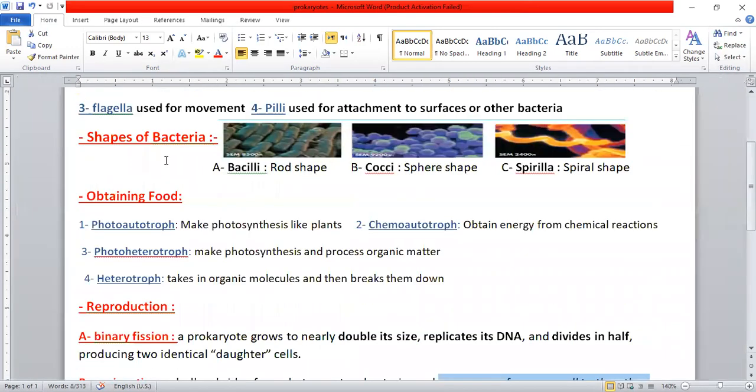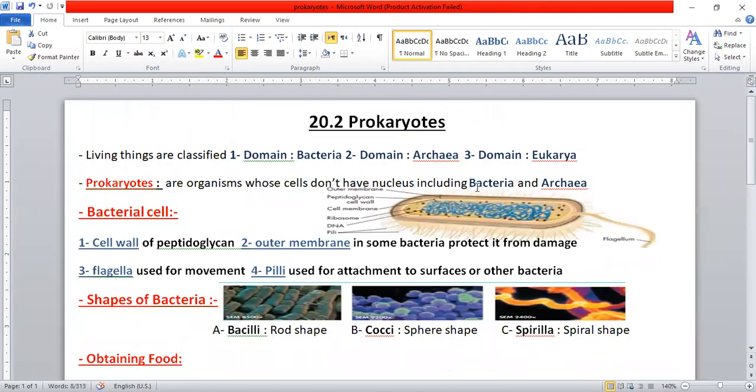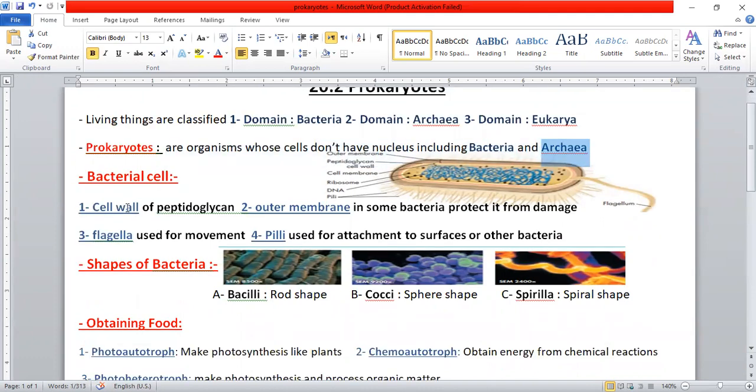So again, prokaryotes are organisms whose cells do not have a nucleus, like bacteria and archaea. We saw the bacterial cell structure. It has a cell wall made up of peptidoglycan, an outer membrane that is found in some kinds of bacteria, flagella that are used for movement, and pili, those small hairs used for attachment to surfaces and other bacteria.